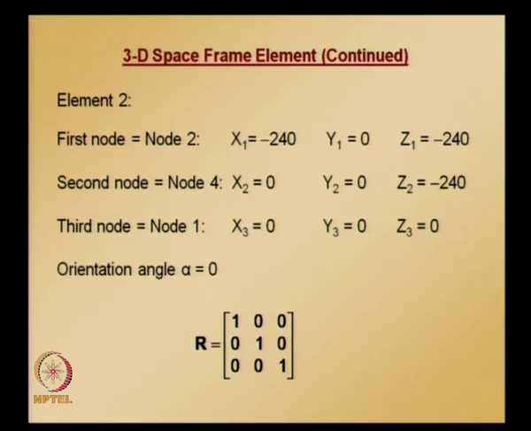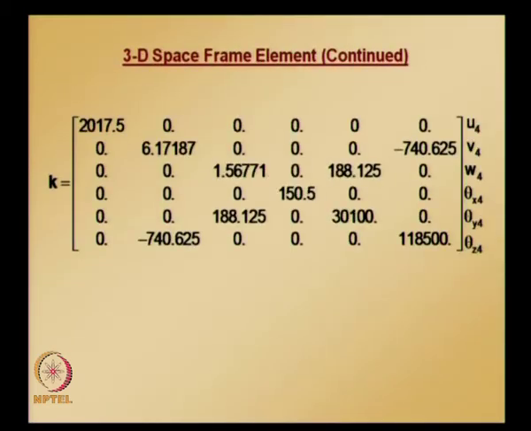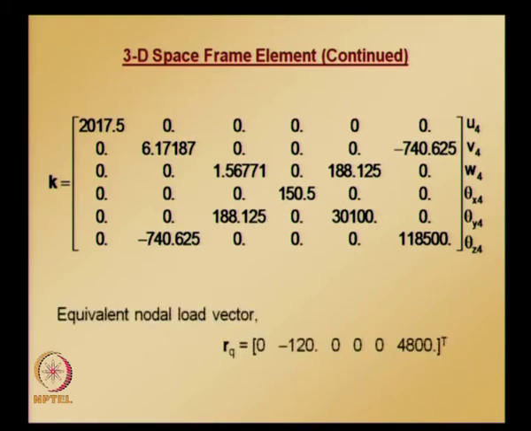This is going to be the rotation matrix, and the contribution to the global stiffness matrix from this element is this, and this is only a partial matrix because here we are noting only the contribution that goes into the global equation system corresponding to the degrees of freedom for node 4, and the equivalent nodal load vector.